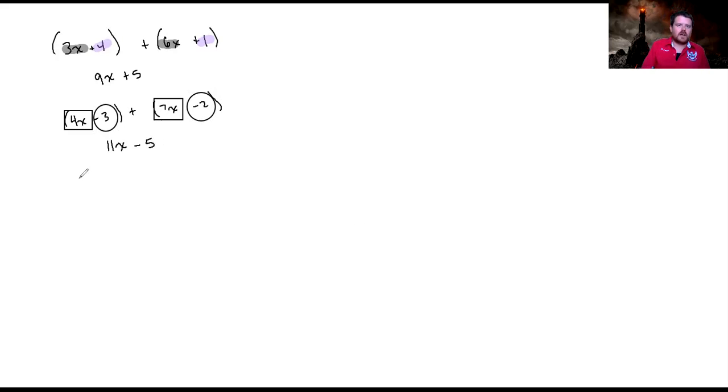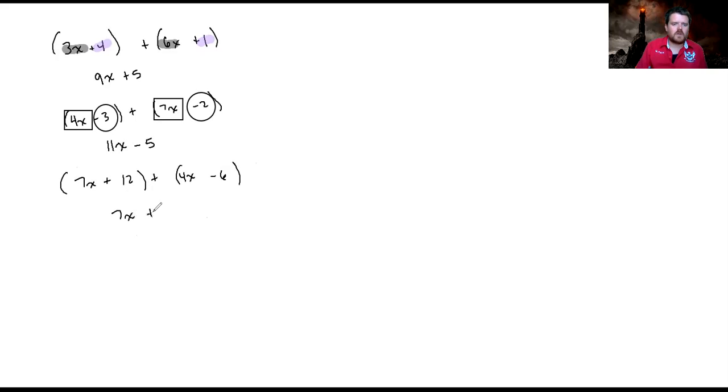Another technique is what's known as vertical addition, and you've seen this before. 7x plus 12 plus 4x minus 6. Now, vertical addition is a good example of what to do if you have more complex terms, or if your two polynomials don't have the same number of terms. It's a good idea to do vertical addition, but it works just the same.